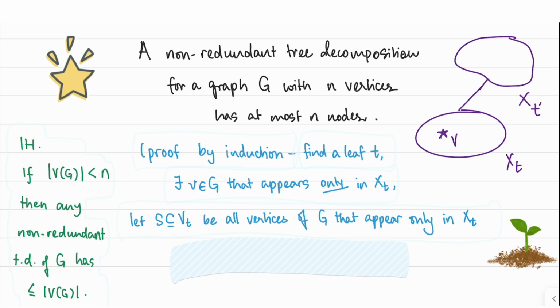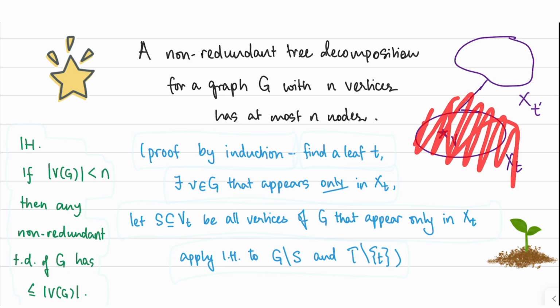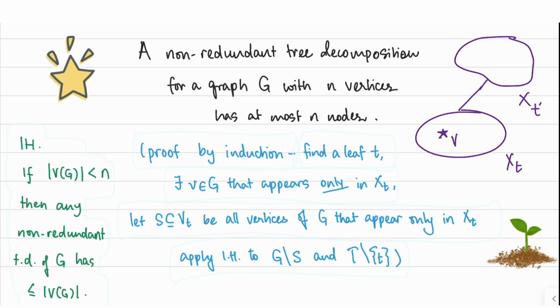Okay, so what is the graph that we want to pass on to the induction hypothesis? That graph is going to be G minus S. Okay, so let's remove all the vertices that appear exclusively in the bag xt. So that's the graph G minus S. And notice that if I knock out this vertex xt from the tree decomposition, so we just remove the vertex small t from the tree capital T, and therefore this bag xt is gone with it. The rest of the tree decomposition is a perfectly valid tree decomposition for the remaining graph G minus S. And well, why is that? Mainly we need to worry about vertex coverage and edge representation.